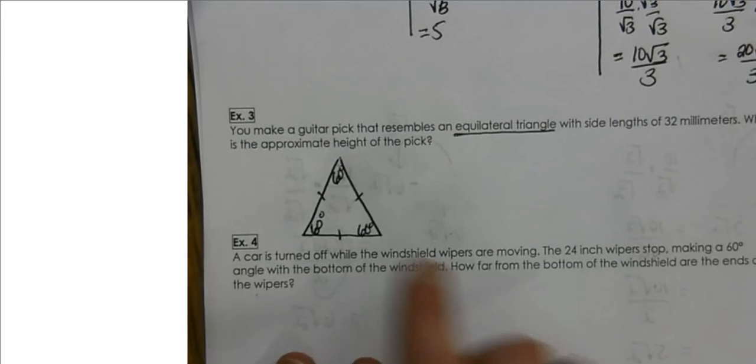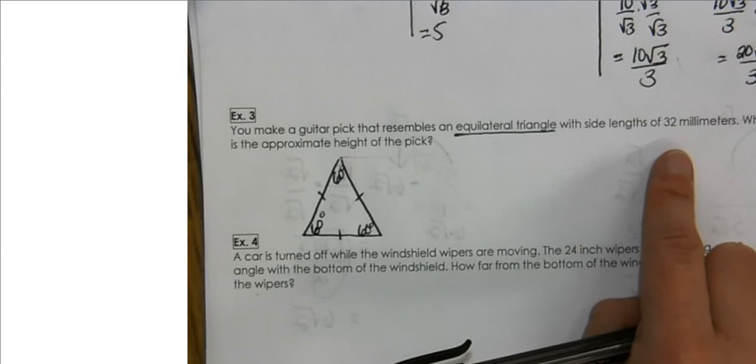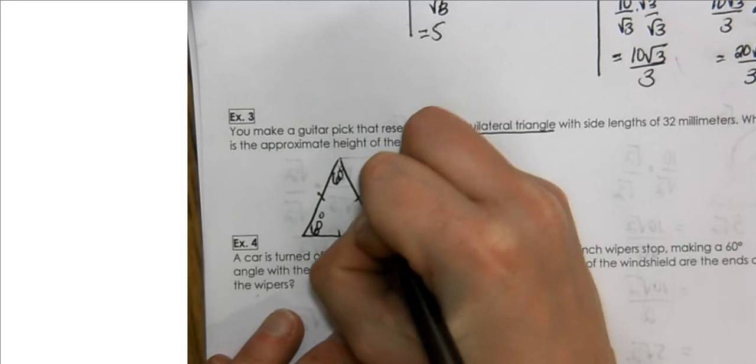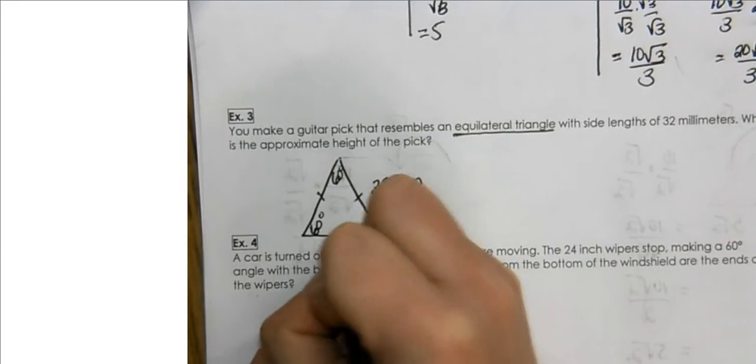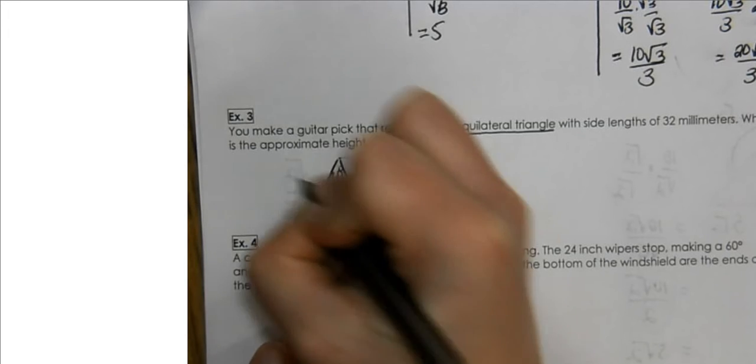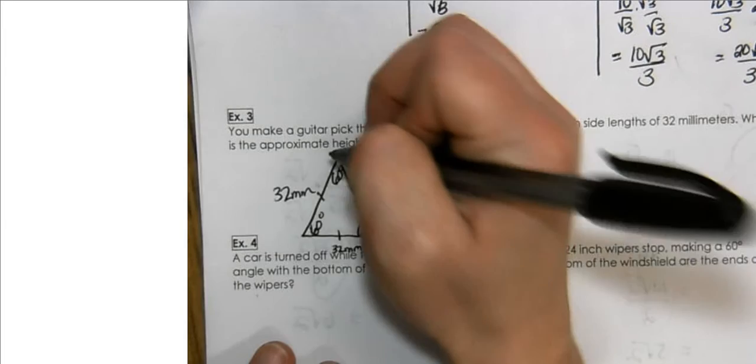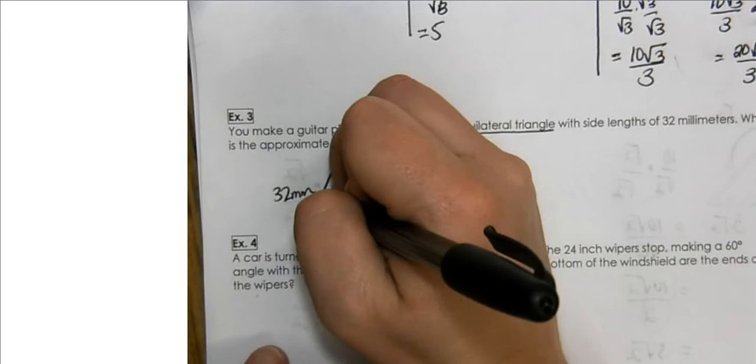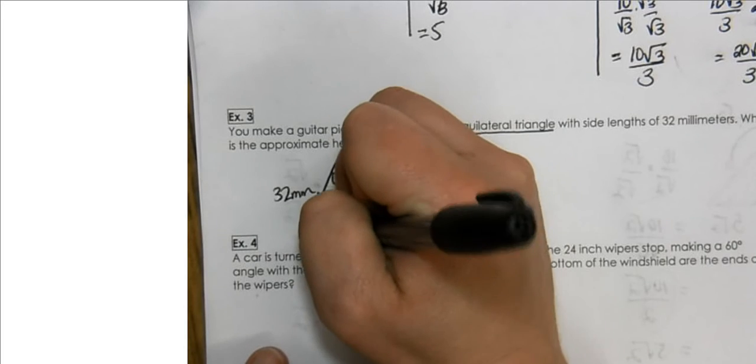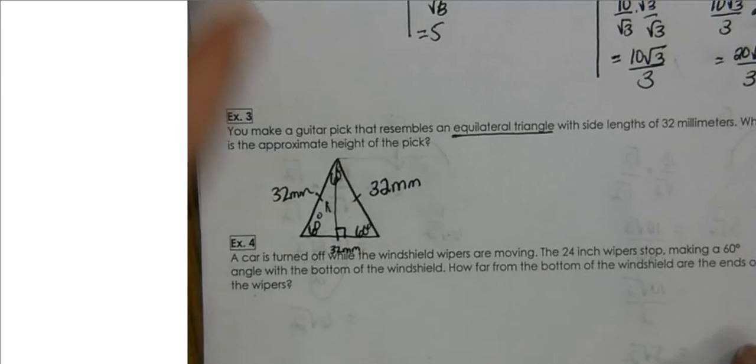So you make a guitar pick that resembles an equilateral triangle with side lengths of 32 millimeters. So I am going to label this 32 millimeters, 32 millimeters, and 32 millimeters. What is the approximate height of the guitar pick? So here is my height. I'm going to call it H, and I'm going to put a right angle symbol to indicate that this is my height.